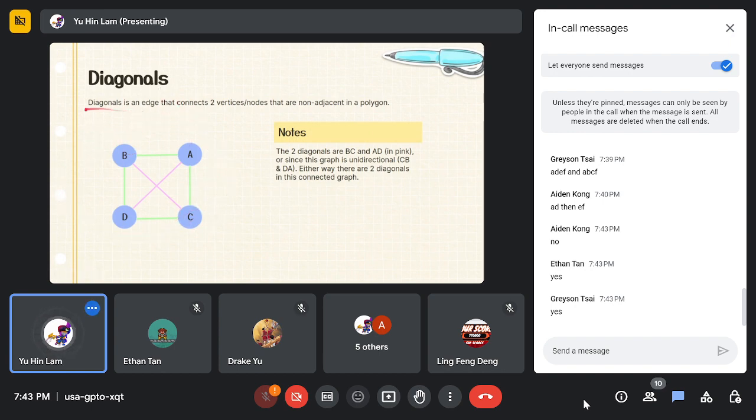So our diagonals would be an edge that connects two vertices that are non-adjacent to each other, or not next to each other. So B to C would be a diagonal, A to D would be a diagonal. And since ours is undirected, that means A to C is the same as C to A, and A to D is the same as D to A. Our diagonals would be our pink lines, and our edges from before would be our green lines.